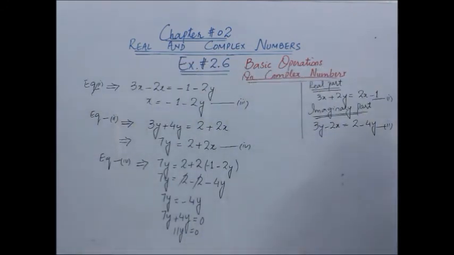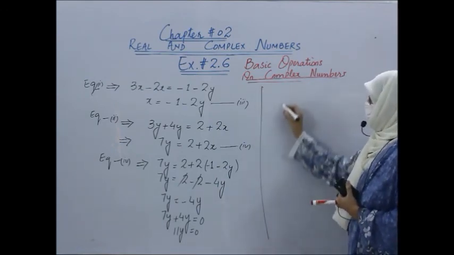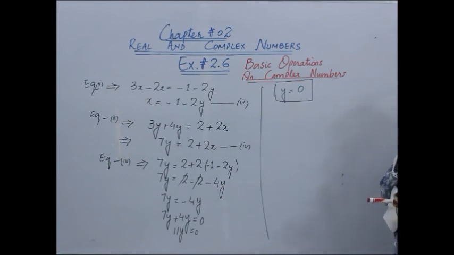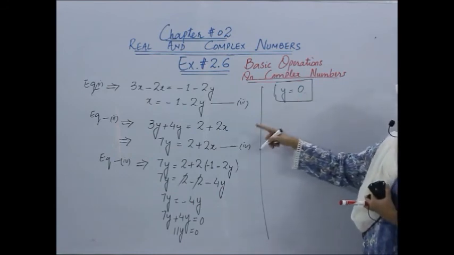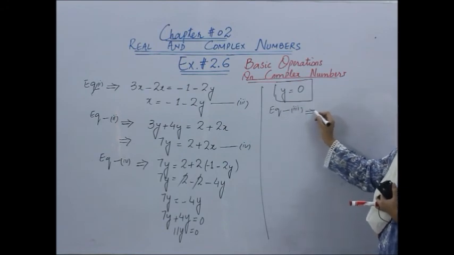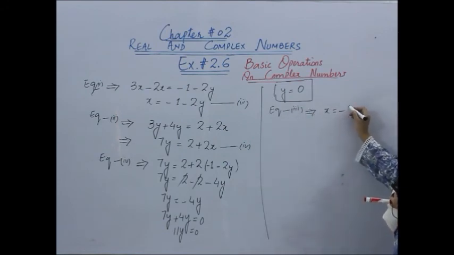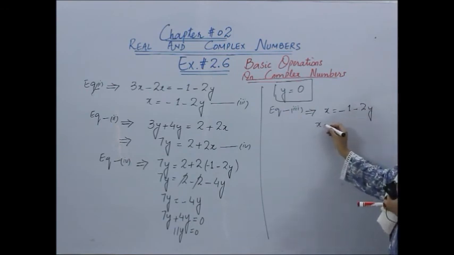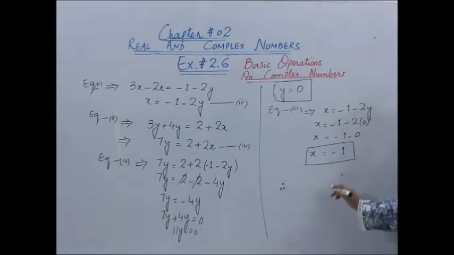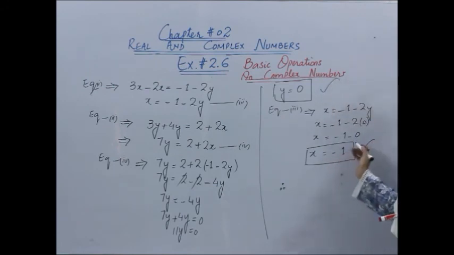Now student, what would be the value of y? Value of y is 0. If we shift 11 to the right hand side, it would be divided with 0. So value of y is 0. If we put the value of y in any of these equations, we will have the value of x. So let us put this value in equation number 3. So x is equals to minus 1 minus 2y, x is equals to minus 1 minus 2 into 0. It will give you what? Minus 1. So x is equals to minus 1 minus 0 will give you minus 1. So these are the required values of x and y.